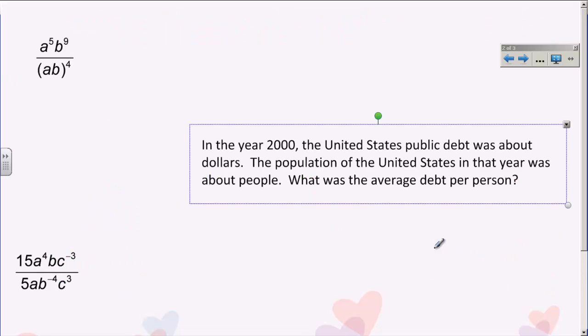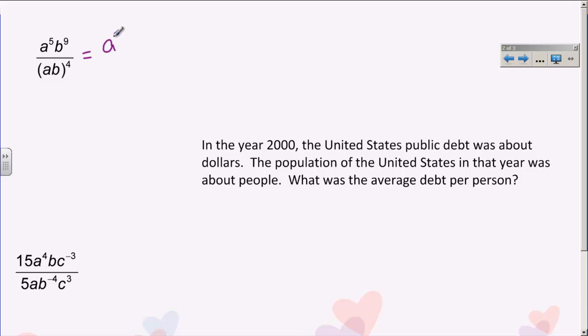So let's practice a little bit more. If you look at the next example, it's this one up here with the a's and the b's. I have a to the 5th, b to the 9th over ab all to the 4th. And so now we have to go back to what we did yesterday with the multiplication properties of exponents, and we have to simplify this. And so you should remember that I have to distribute this 4 to everything inside. So this really is a to the 5th, b to the 9th over a to the 4th, b to the 4th. Now you can subtract exponents with like bases.